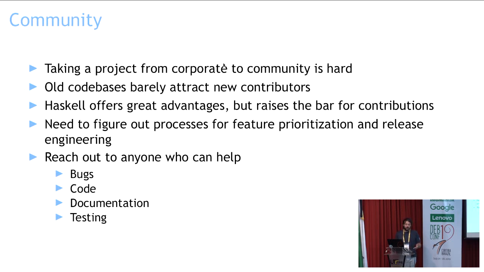And of course, we need to figure out project governance and processes to prioritize features and do release engineering. 2.16.1 worked because there were many low-hanging fruits, but in the future, especially for 3.0, which is going to be the next major release, we need to make sure we can do proper planning. And finally, we need to reach out to anyone who can help. The project is big, with a sizable user base. Unfortunately, most users do not contribute code, but there's still a chance to contribute by reporting bugs, documenting things, or even conducting some testing.